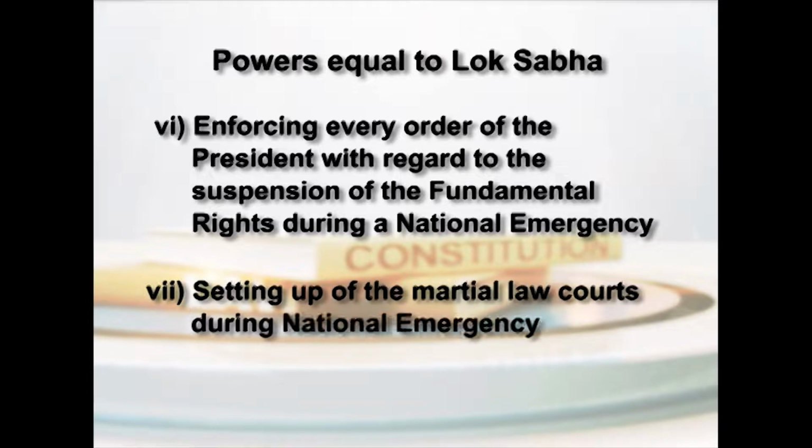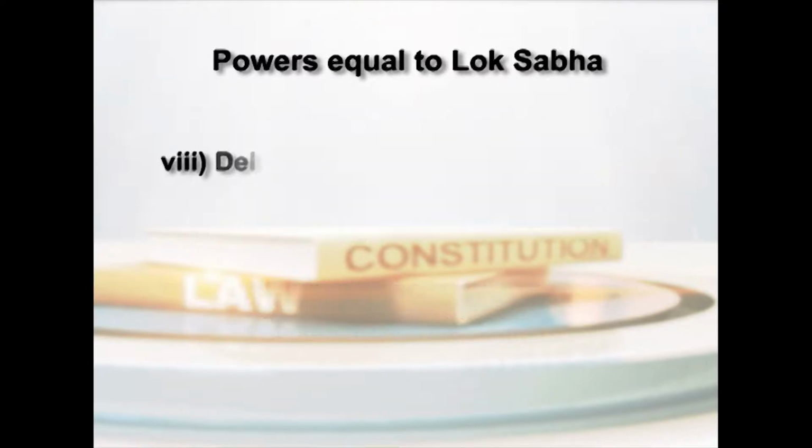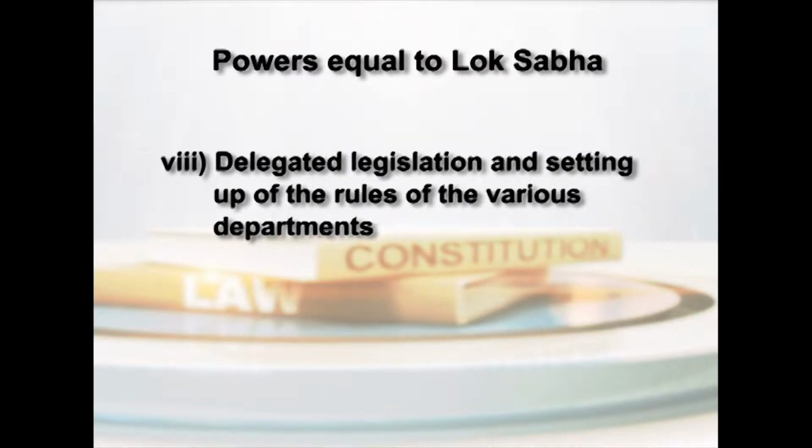Seventhly, the Rajya Sabha enjoys equal powers with the Lok Sabha in the case of setting up of martial law courts during the national emergency. And finally, so far as delegated legislation or the rules of the various departments are concerned, all these things require the approval of both the houses.